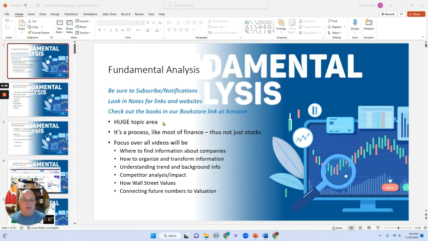So anyway, this is a giant topic area. It's a huge topic area to try to figure out information about a firm, if you will, out there. It is, however, like most things in finance, a process. And thus, it is not just applicable to stocks, but you can use it on bonds and mutual funds and things like that. So the focus overall for the videos will be where to find information.